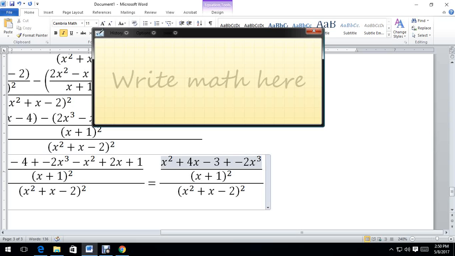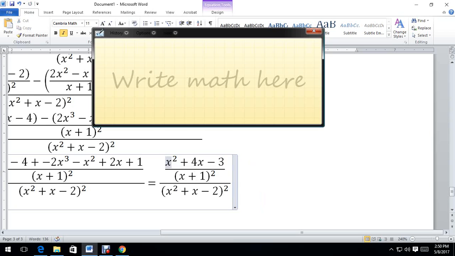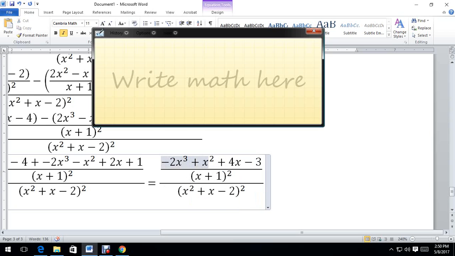Alright, so rearranging, we could write this one in descending order or in ascending order. Descending order: that would be negative 2x cubed in front, then plus x squared plus 4x minus 3, over x squared, x plus 1 squared, over x squared plus x minus 2x squared. Again, try to notice that this is still a rather complicated fraction.